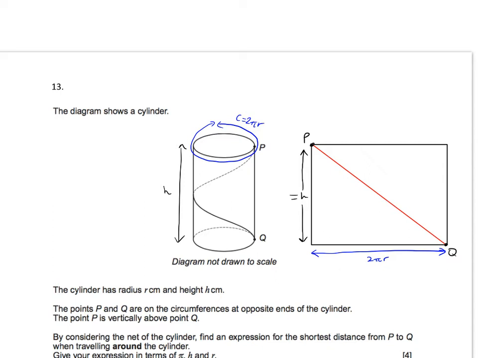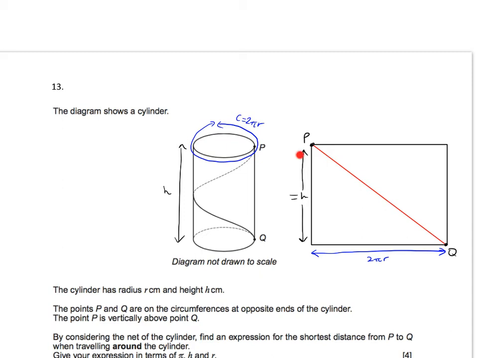By considering the net, so basically the net is me flat packing that shape, find an expression for the shortest distance from P to Q when travelling around the cylinder. Give your expression in terms of pi, h and r. Now, this thing here is what a cylinder is. All I do is I'd fold it and it would end up like wrapping round like a circle, okay? And that point was above that point, but I've then put it over here. It's basically just made a right angle triangle, okay? It would be that distance there. That's what that is doing if I cut it up and flattened it out.